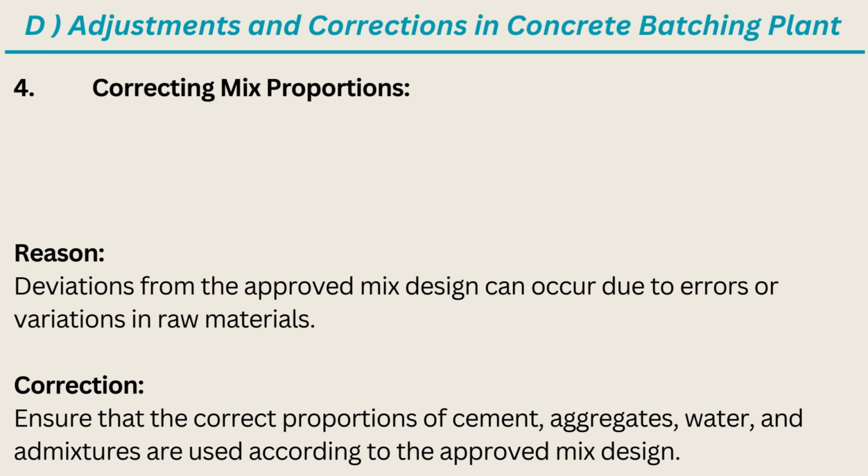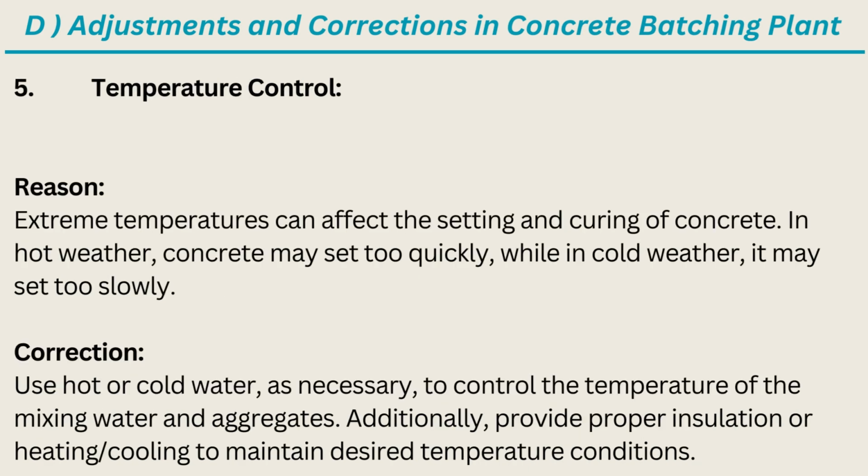4. Correcting mix proportions. Reason: deviations from the approved mix design can occur due to errors or variations in raw materials. Correction: ensure that the correct proportions of cement, aggregates, water, and admixtures are used according to the approved mix design.